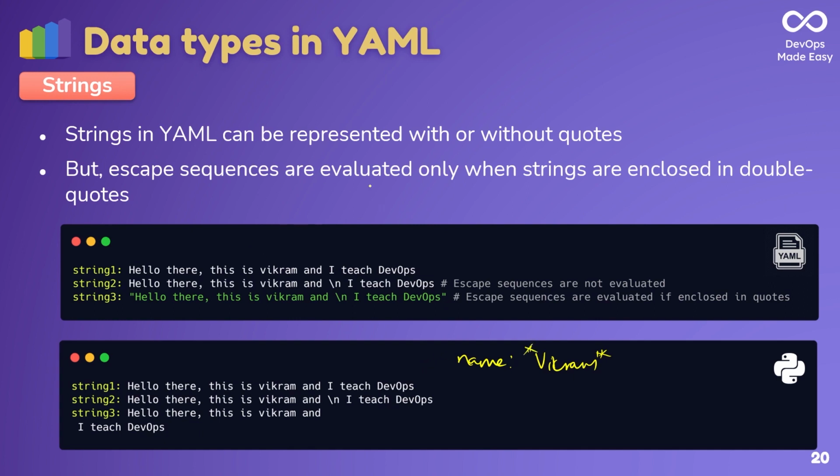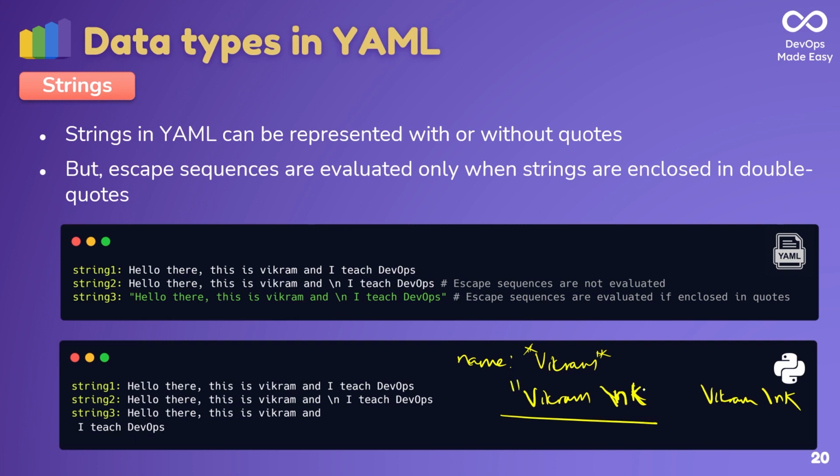But escape characters are evaluated only when strings are enclosed in double quotes. Let's say I want to have Vikram, and in the next line I want to print my first name initial. I'll use slash n for the new line character, and then k as my initial. If I write like this without any quotes, this won't be evaluated. It will be printed as Vikram slash n k, because these escape sequences will not be evaluated when double quotes are not there.